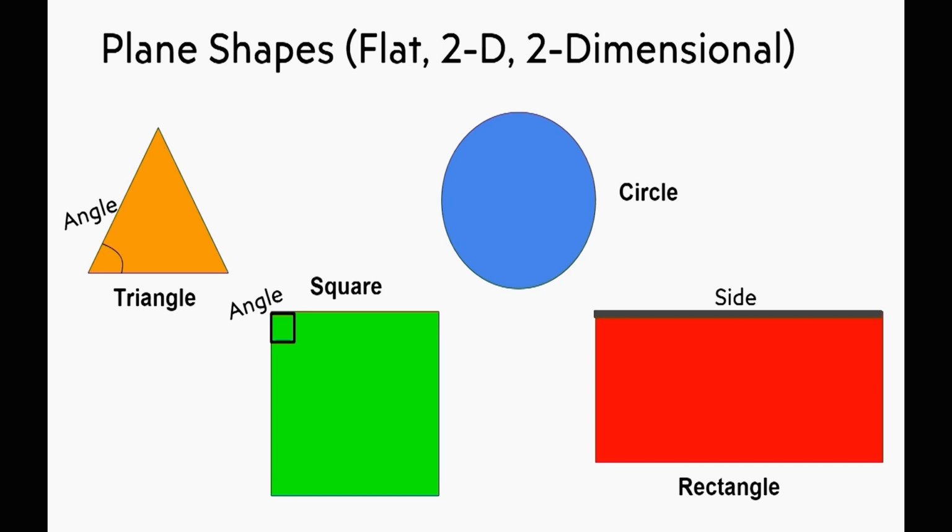You might also notice that triangles, squares, and rectangles have angles. An angle is formed when 2 sides meet. We call the corners of each shape a vertex. Since a circle does not have sides, it cannot have any angles or vertices. Any part of the circle is curved.